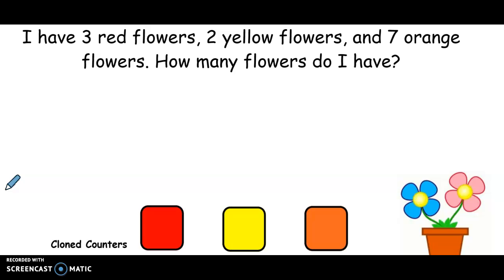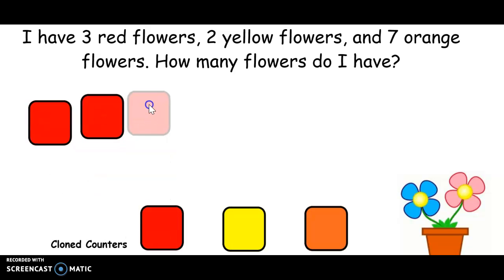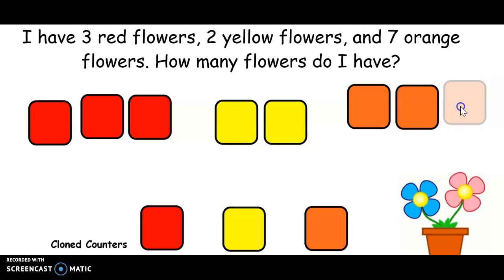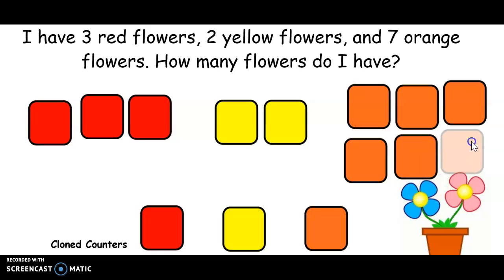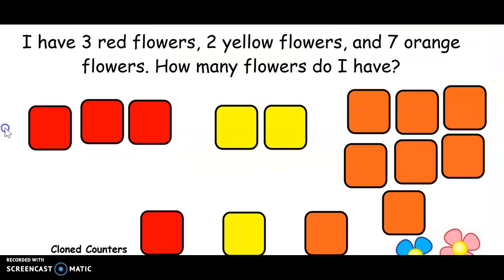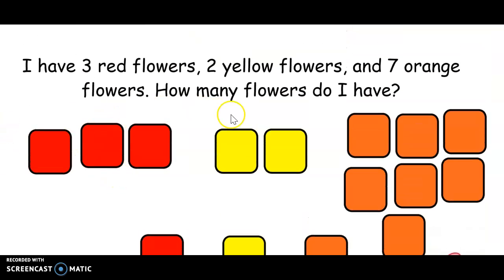All right, so our first problem says, I have 3 red flowers, 2 yellow flowers, and 7 orange flowers. How many flowers do I have? Okay, so let's go ahead and get started. Let's grab 3 of these, 1, 2, 3, and 2 yellows, and 7 oranges. 1, 2, 3, 4, 5, 6. Oops, I'm gonna run out of room. 7. Okay, so that equation would look like 3 plus 2 plus 7.